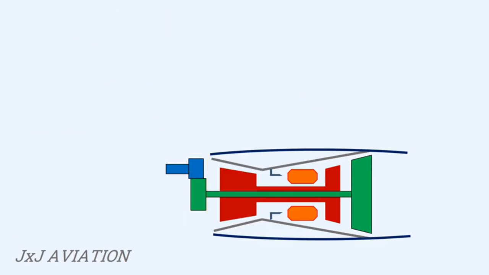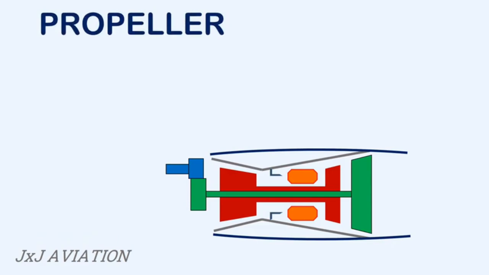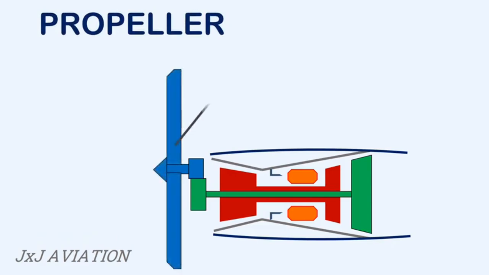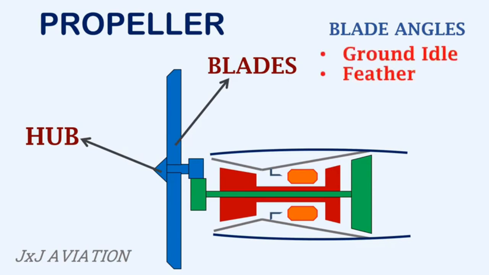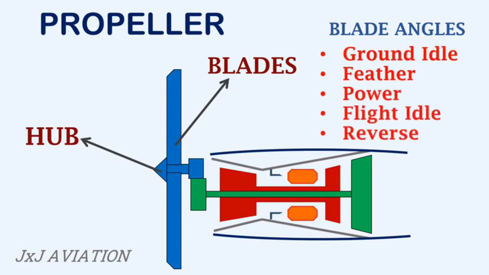Now we will look at the propeller section. The propeller consists of a series of airfoil-shaped blades connected to a hub and assembled on a shaft coming from the reduction gearbox. In modern turboprop aircraft, the blade angles will vary depending on the throttle setting. There are different blade angles for different settings, such as ground idle, feather, power, flight idle, and reverse.